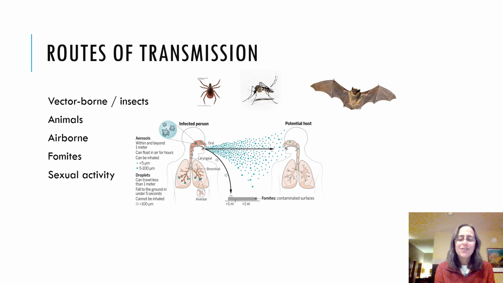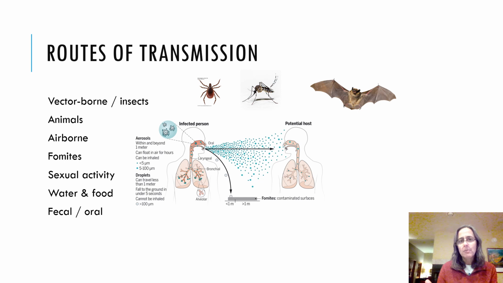Sexual activity, I don't think you need a picture from me for that one, but that can definitely transmit certain types of infections. Water and food, right? So water and cholera, you're very familiar with, hopefully by now. Food, hepatitis A is often spread via food. So those are things that you can get because you ate or drank something that was contaminated.